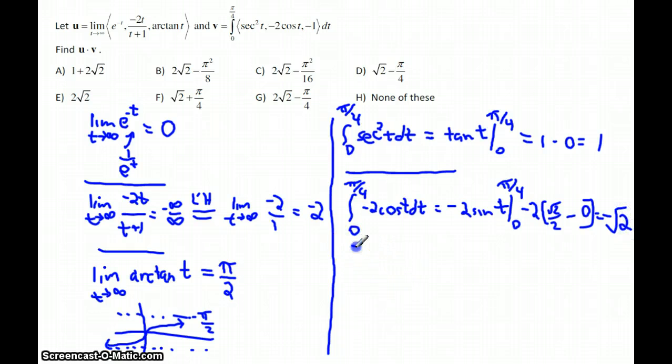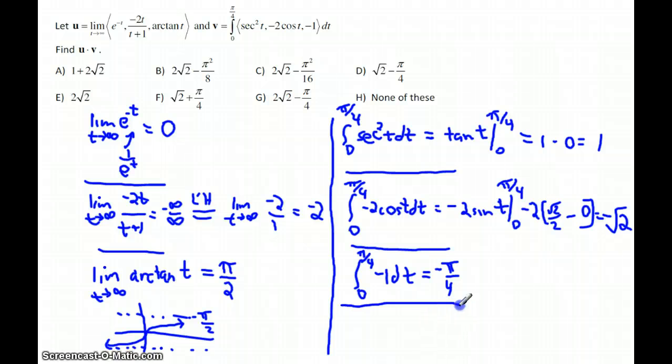Then the third is, oh, that's just minus 1 from 0 to pi over 4. The integral from 0 to pi over 4, sorry, I keep saying pi over 2, of negative 1. And so that's just going to be negative pi over 4. That's t evaluated from 0 to pi over 4. So we get that. And now we're ready to do the dot product between the two vectors.